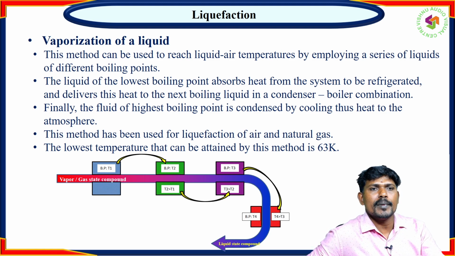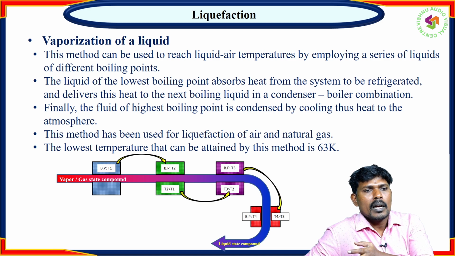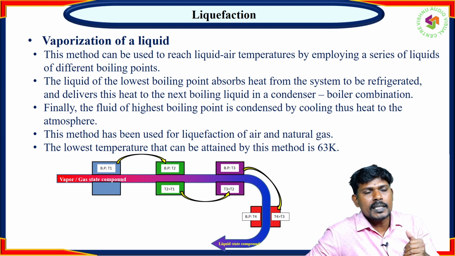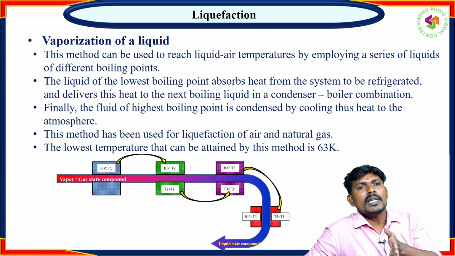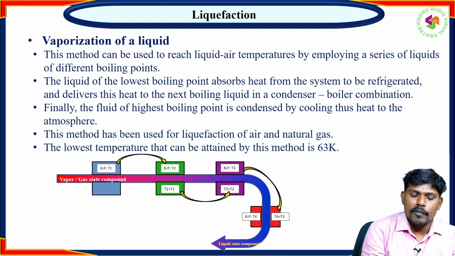The vaporization of liquid method is nothing else but sending the gas through a series of refrigerants. The boiling temperatures of these refrigerants, when compared to each other, are lower than the others. Initially, the vapor or gas state compound is sent through the first refrigerant. The boiling point of this refrigerant is, for example, T1.